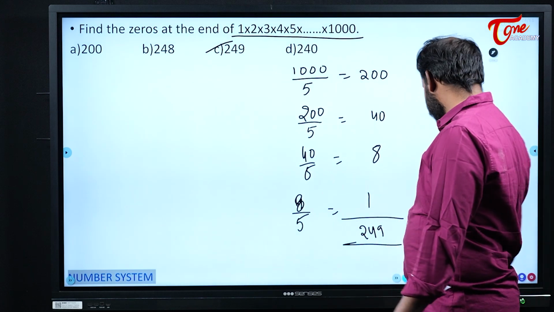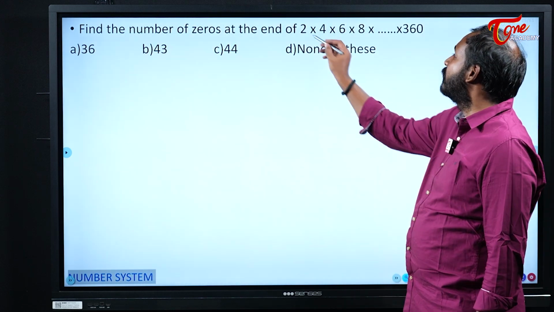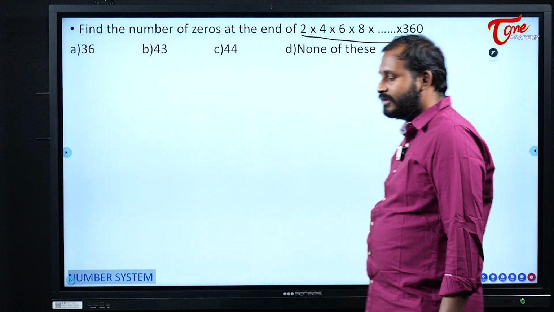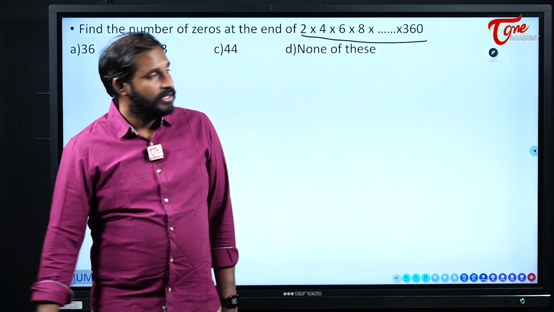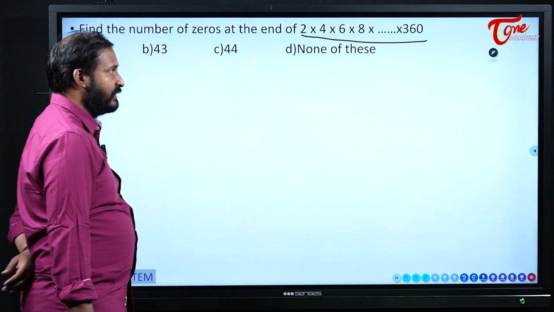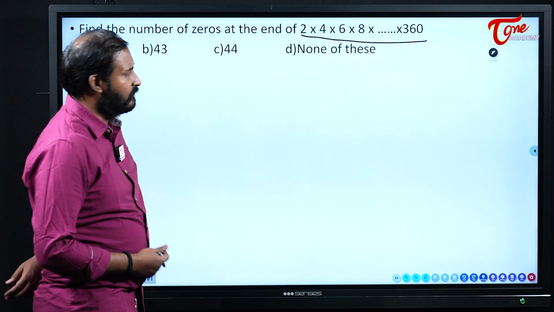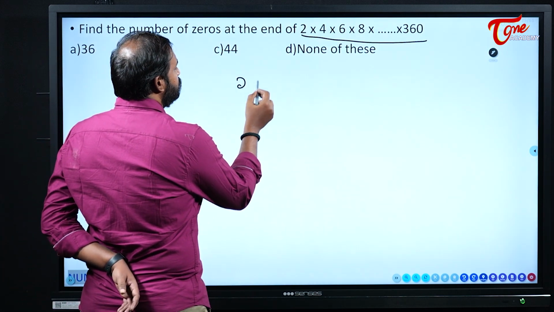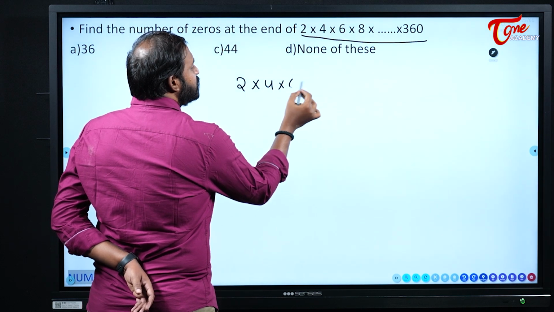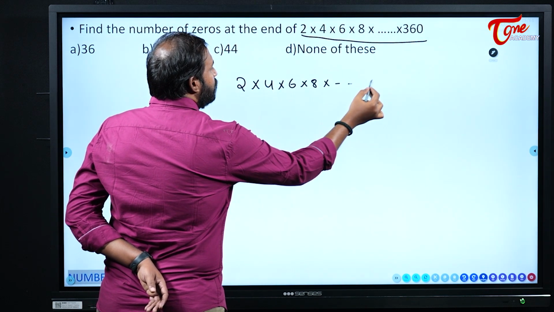Okay, next. Find the number of zeros at the end of 2 into 4 into 6 into 8 and so on up to 360. Now please see here, this question is a little bit different. Then how are we going to solve the question? Very simple, this question is also 2 into 4 into 6 into 8 and so on up to 360, right?